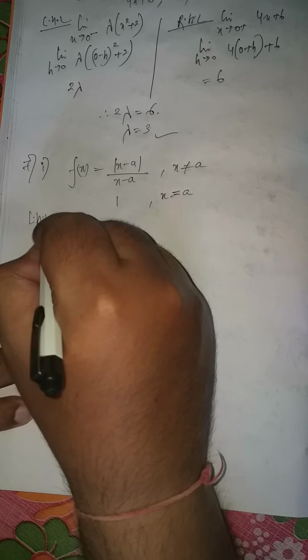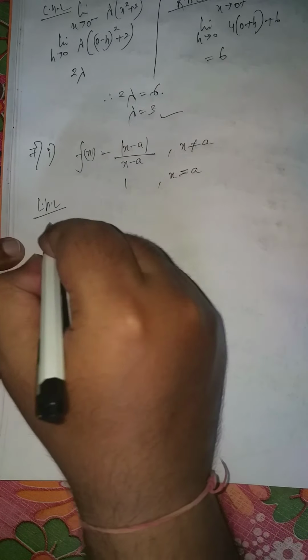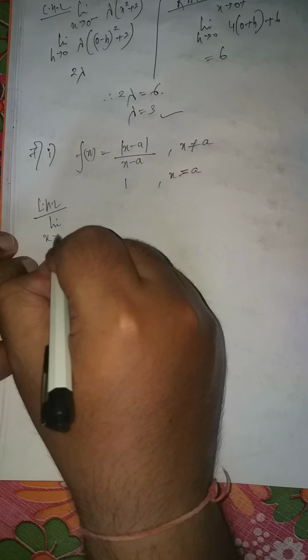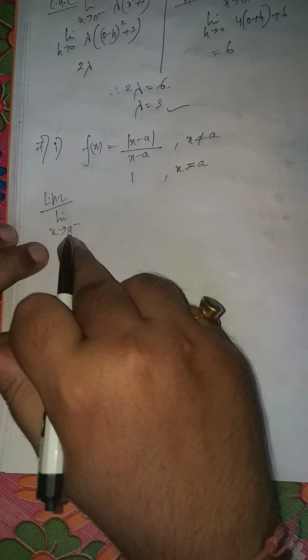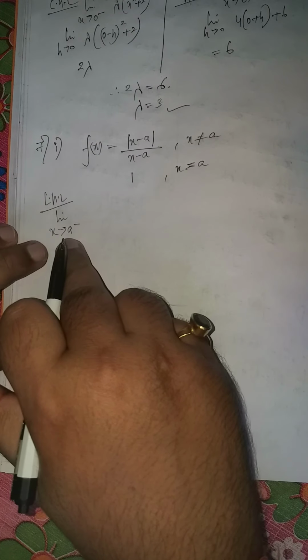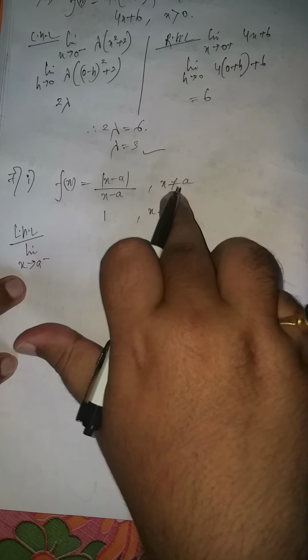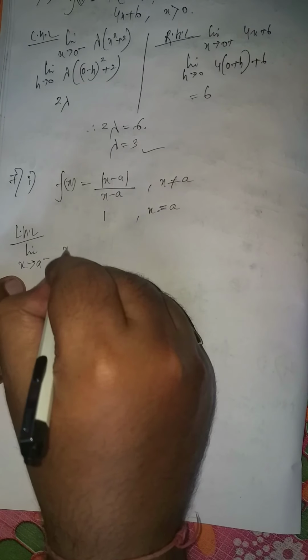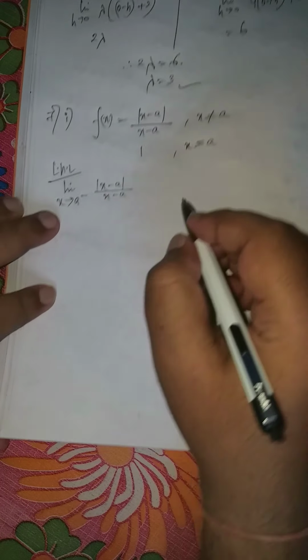So left hand limit. See, mod function. How to deal with mod function? Very important. The method is same. Limit x tends to the point a, so a minus. For a minus, that is x is not equal to a, the tendency is left side. So which one will you take? x is not equal to a, so the first function, that is mod of x minus a by x minus a.